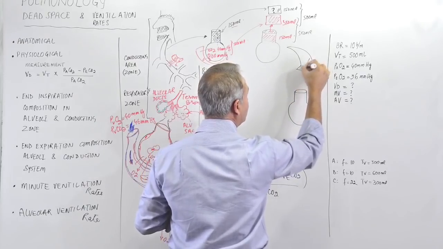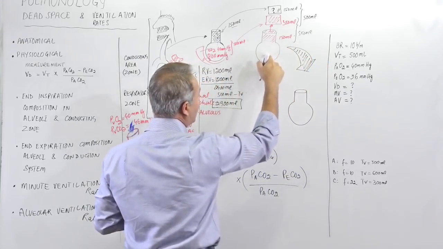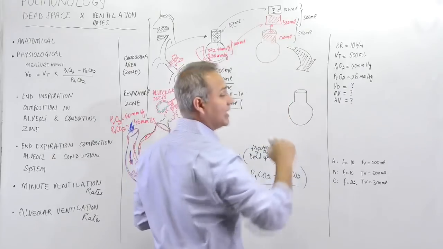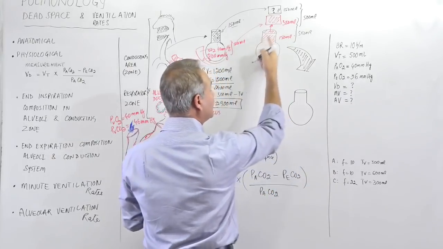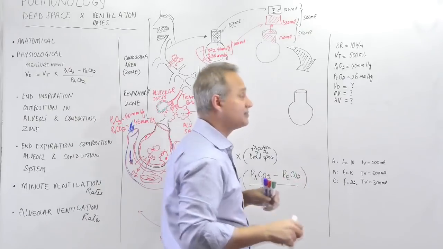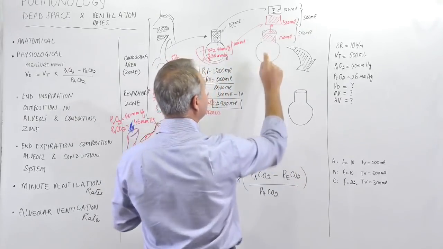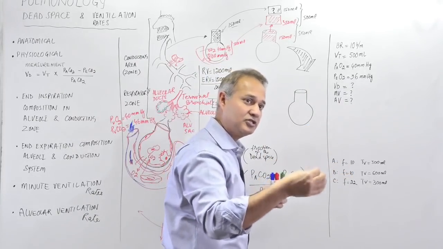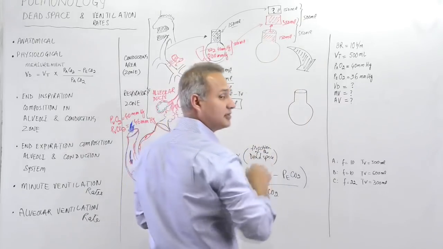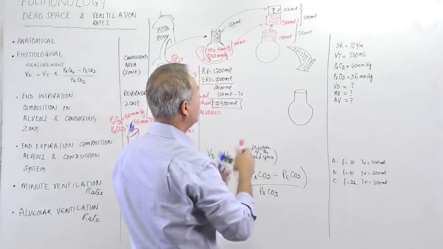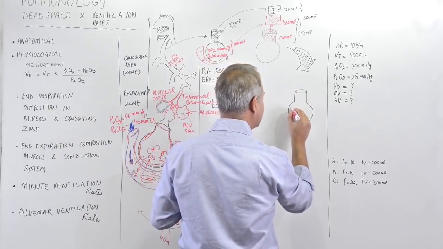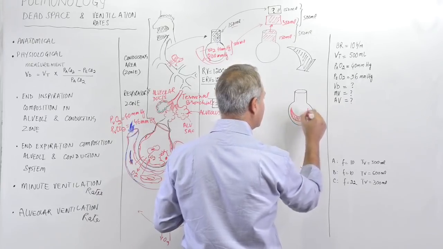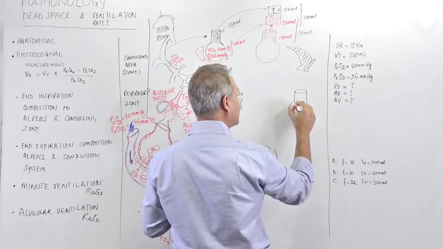So what do you think is going to go back into the alveolar system first of all? This 150 that was stuck in the anatomical dead space, was it doing any gaseous exchange? No, it is anatomical dead space. What was the composition of this? The same composition as the previous alveolar composition, which is carbon dioxide 40, oxygen 100. That is going to go back in. So first we got 150 milliliters, just the dead space air that came back in.